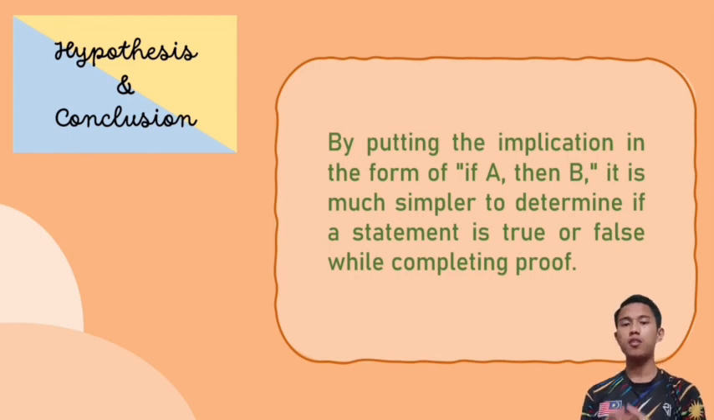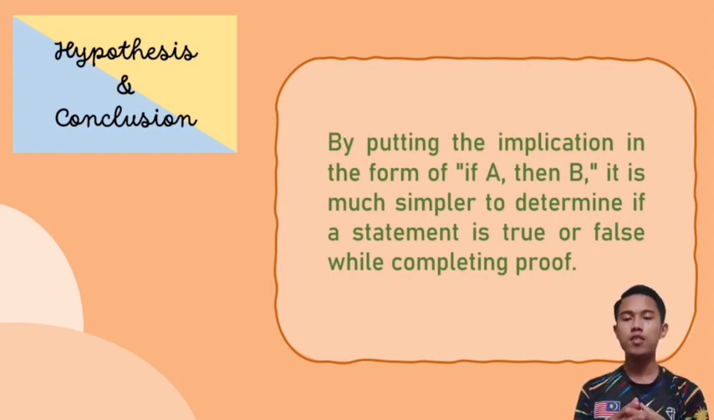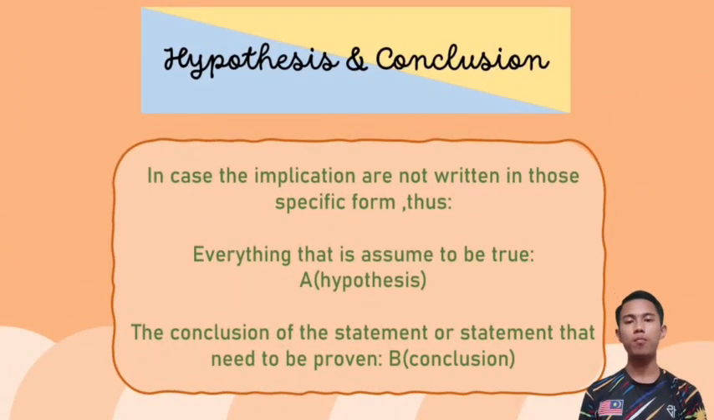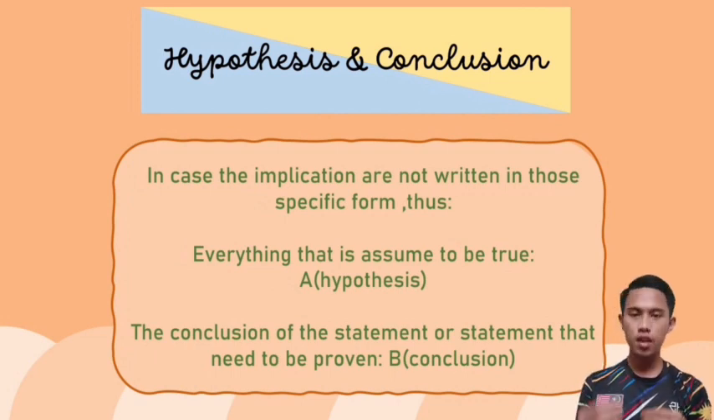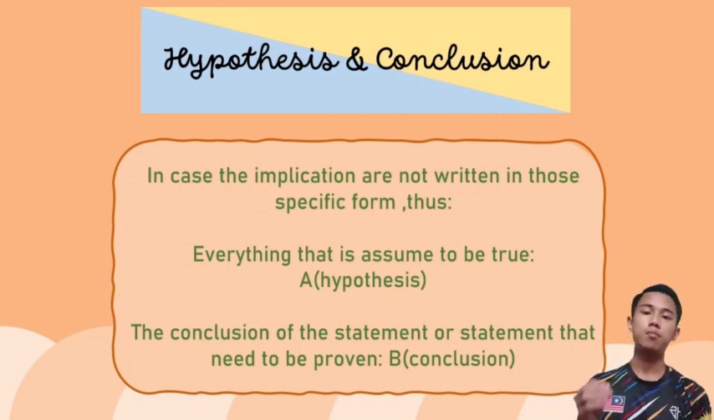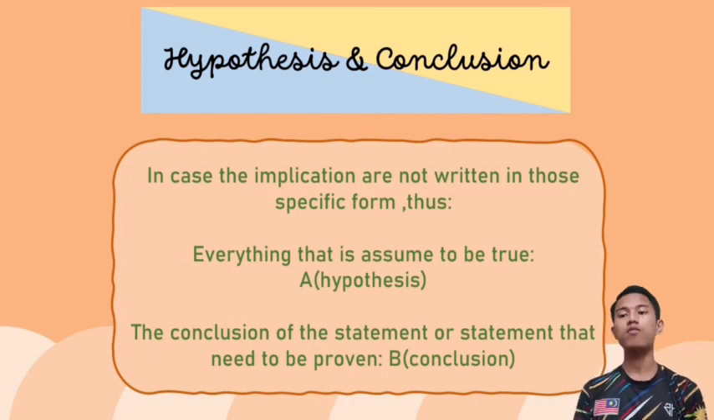Meanwhile, hypothesis and conclusion. By putting the implication in the form of if A, then B, it is much simpler to determine if a statement is true or false while completing a proof. In case the implication is not written in this specific form, everything that is assumed to be true is A, which is the hypothesis. The statement that needs to be proven is B, which is the conclusion itself.